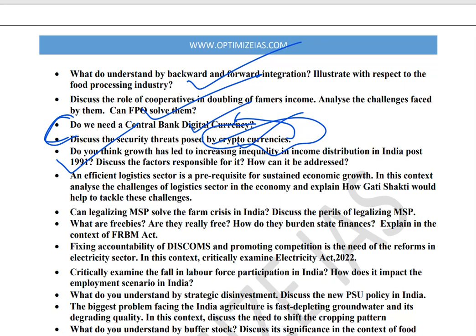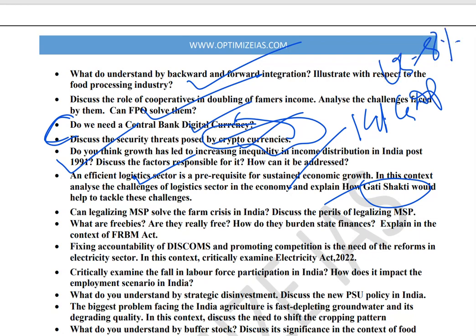Next is the topic of logistics, and they will try to ask you to link logistics with the Gati Shakti program. Guys, in India, logistic cost is one of the highest in the world. It's around 14% of the GDP, whereas in America it is just 8%. So because of this logistic cost, the competitiveness of Indian companies is very low compared to other countries, and that is why our goods are not able to do well in the export markets.